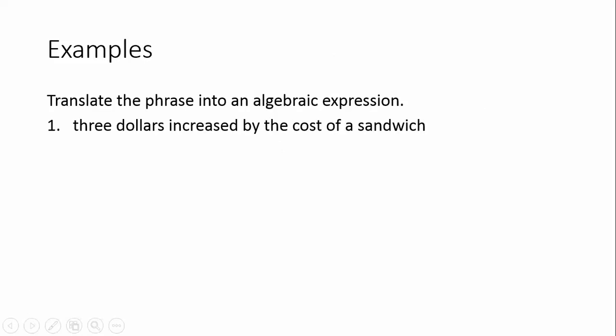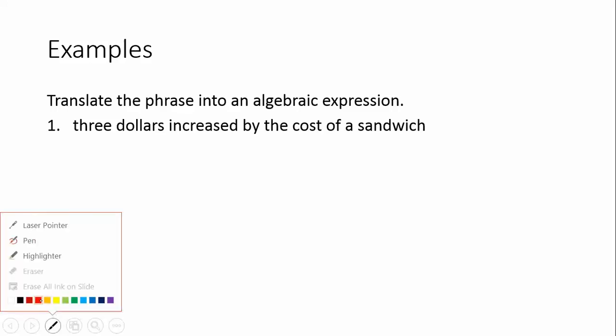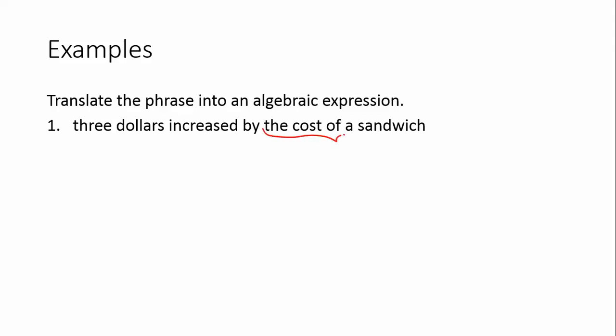So let's translate the phrase into an algebraic expression. $3 increased by the cost of a sandwich. We have it in words, so we need to identify a variable. The variable is the unknown. We have $3 increased by the cost of a sandwich. We don't know how much a sandwich costs, so this is going to be our variable, the cost of the sandwich. And we can call it any variable we want, but I will use an S here for sandwich.